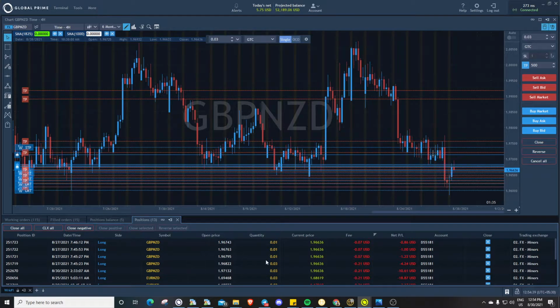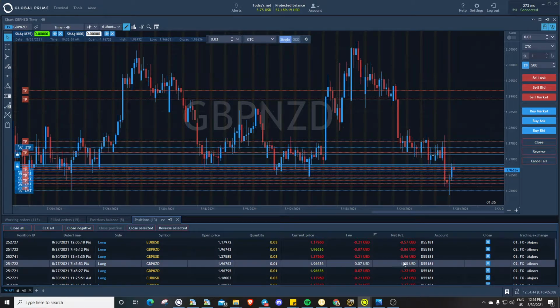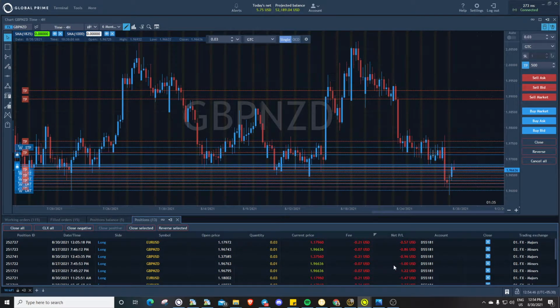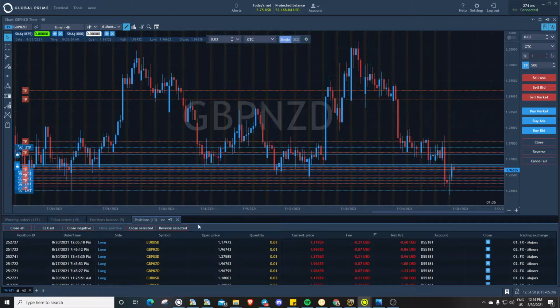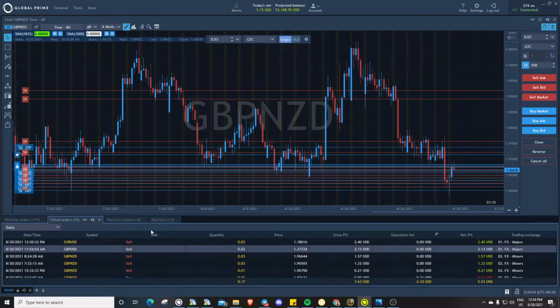Then we have the positions here. These are the open positions. So if we wanna close a certain position, we can do it whenever in profit. So yeah, those are the four important things here we're gonna use. Mainly the position balance, positions, and filled orders. These three are the most important. So let's go to something else.